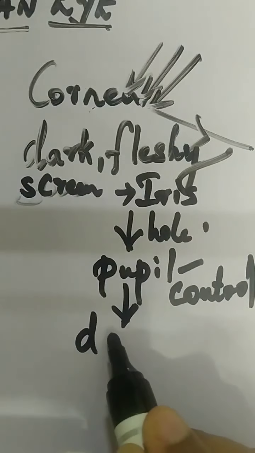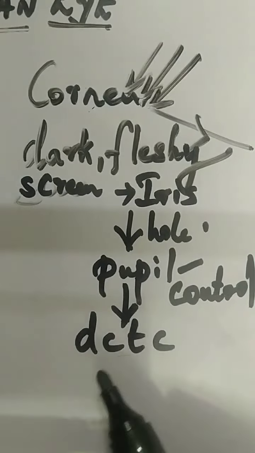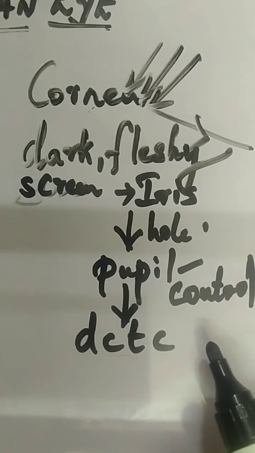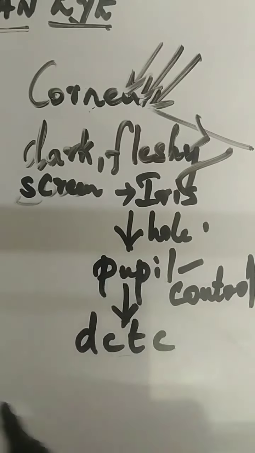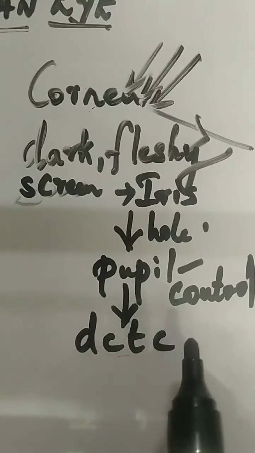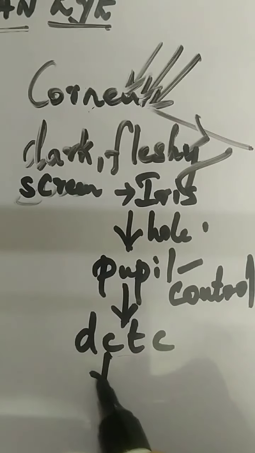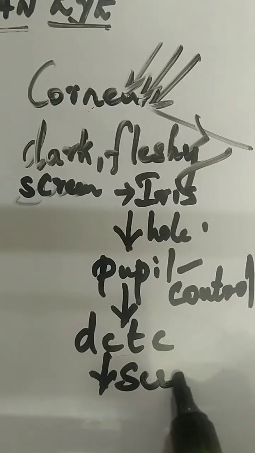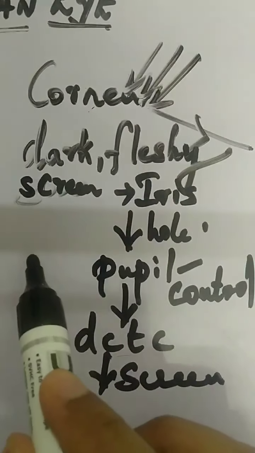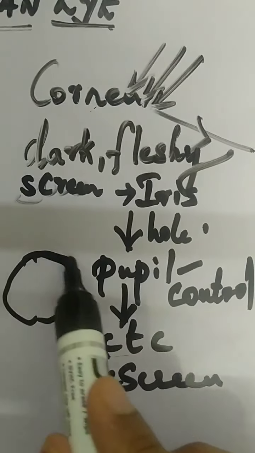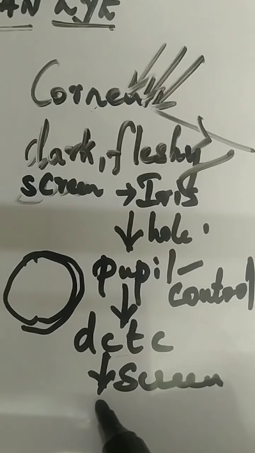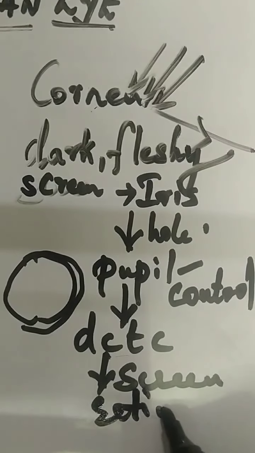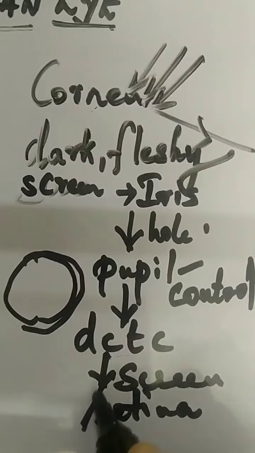I told you to remember it as DCTC, double convex transparent crystalline lens. So this lens here, the most of the refraction happens and the image is formed on a screen which is behind the backward portion of the human eye. This is the screen. We call that screen as retina. Then a lot of things you have to write about retina.